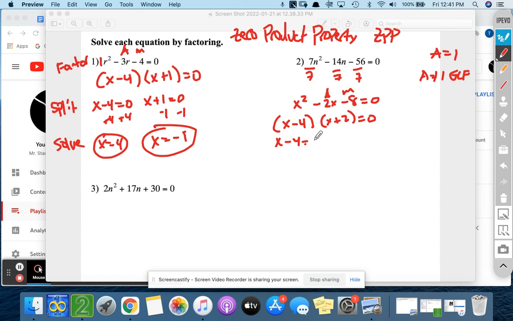So x minus 4 equals 0, x plus 2 equals 0. So I add the 4, I get +4. I subtract the 2, I get -2. And there are my two final answers.